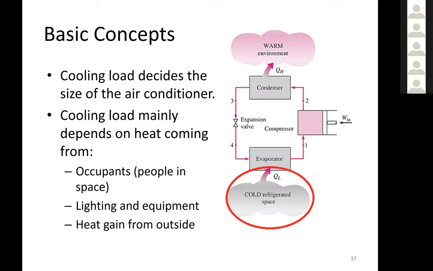Cooling load decides the size of the air conditioner. Cooling load mainly depends on, and here I'm talking about domestic uses, the heat coming from the occupants, the people in the space. When it comes to the occupants, you need to think of the size of the people. Do I have, for instance, a school where I have small kids? Do I have grown-up adults? And you also need to check their activity.